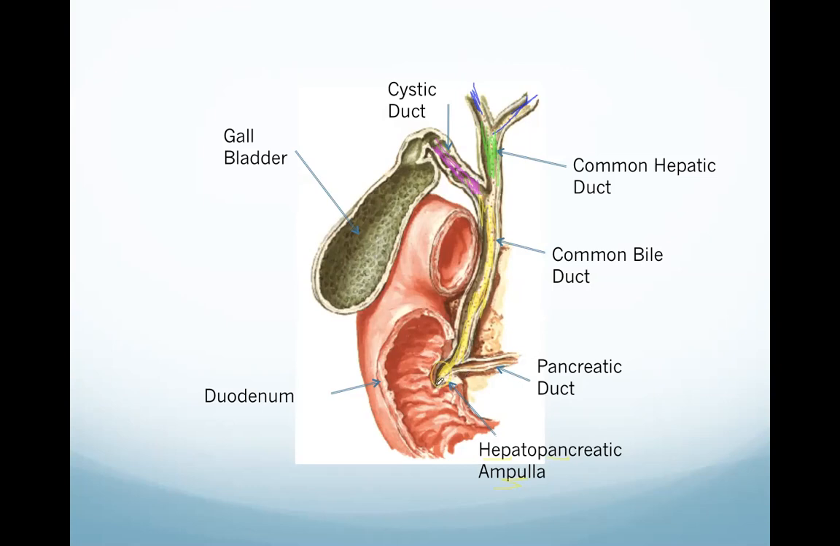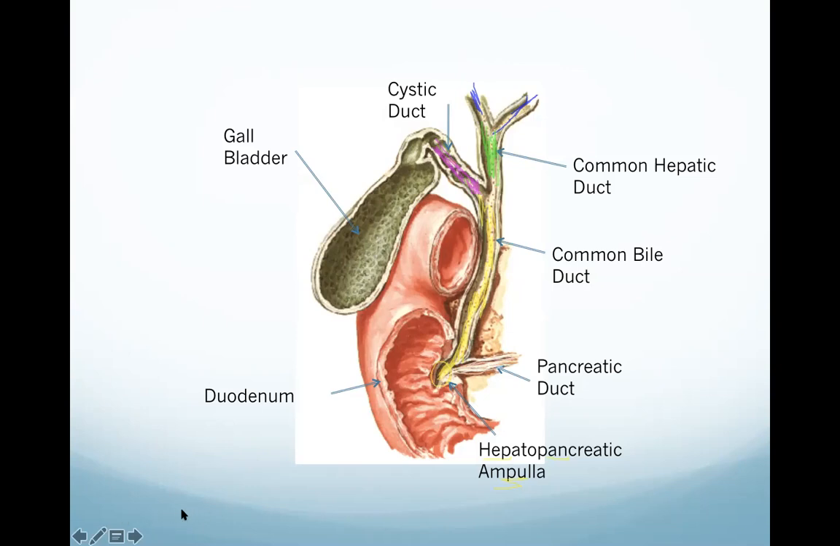If you have a break in the intestinal wall for the entry of these ducts, you might as well have only one break rather than two. So we're going to find that the pancreatic duct and the common bile duct are going to come into the duodenum at the same location.